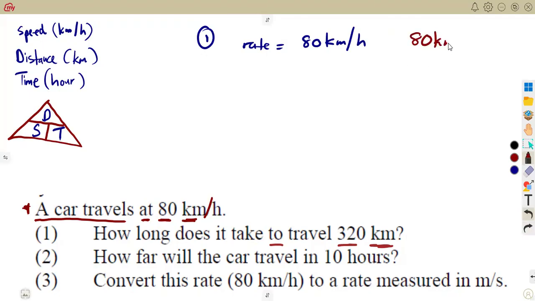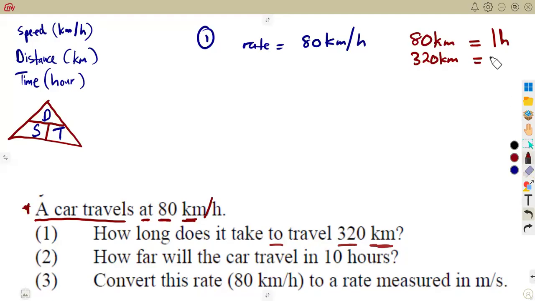80 kilometers corresponds to 1 hour, each hour. So what about 320? 320 kilometers is going to correspond to how many hours? We do not know. That's the condition of the rate. We do not know, so you can call this X, whatever you want.